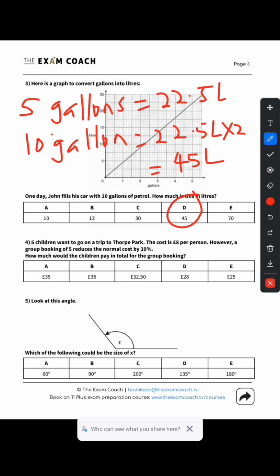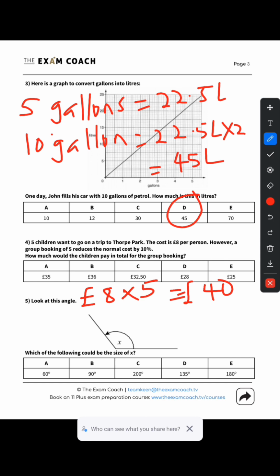Number 4. 5 children want to go on a trip to Joe Park. The cost is £8 per person. However, a group booking of 5 reduces the normal cost by 10%. So before we look at the reduced cost, we need to first find out the original price for 5 people going. Normally if one person is £8, for 5 children that will be £8 times 5, that's £40.